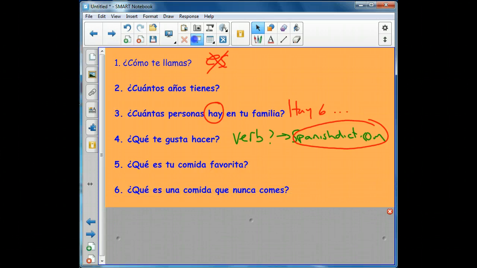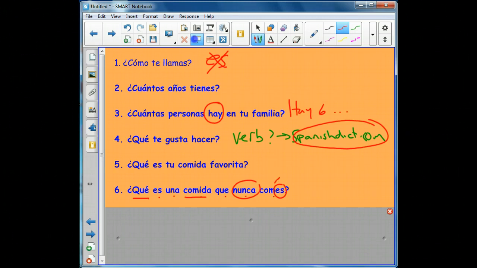Here's a more complicated question. ¿Qué es una comida que nunca comes? Here's our word nunca. We've seen comida, the tú form of comer. ¿Qué? What? ¿Qué es una comida que nunca comes? A couple things with this sentence when we answer it, right? We have to say, I don't eat. A food that I don't eat is.